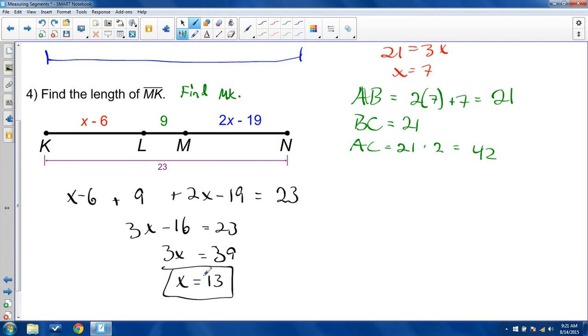So solving the algebra, you get x equals 13. Now we have to find this length right here, from M to K. So if x is 13, this is 13 minus 6, which is 7. So the length from M to K, or K to M, is 7 plus 9.